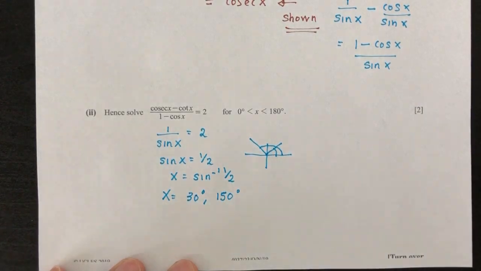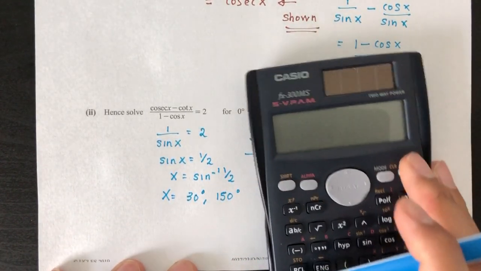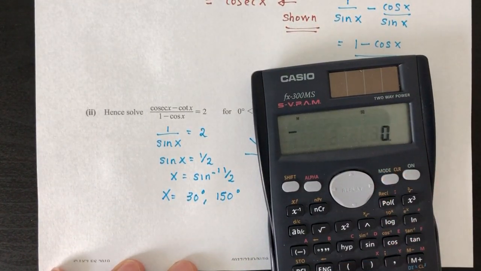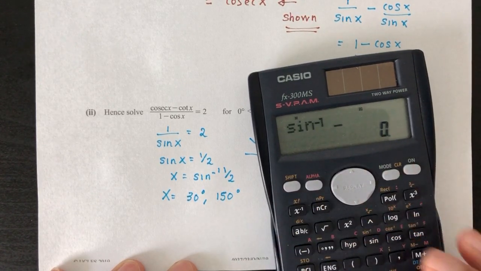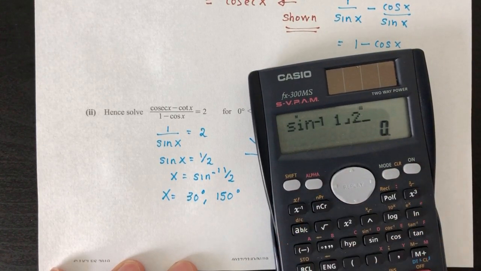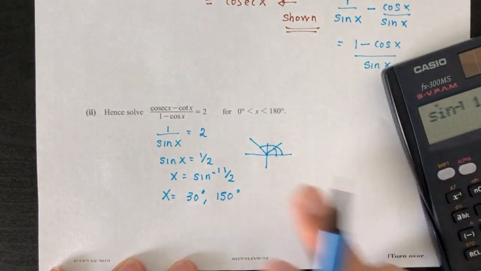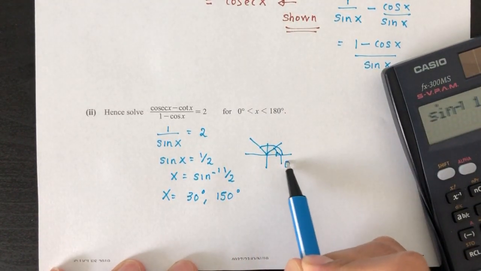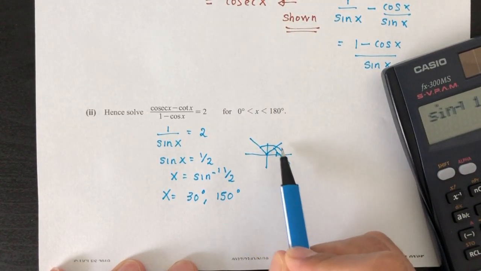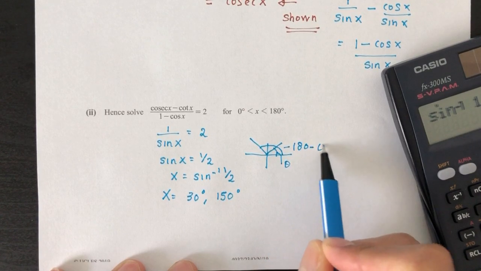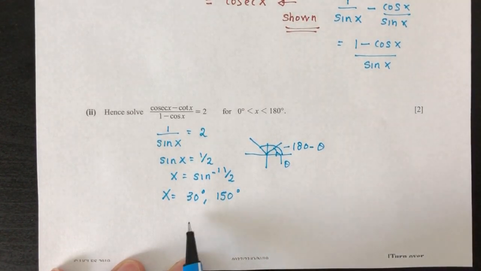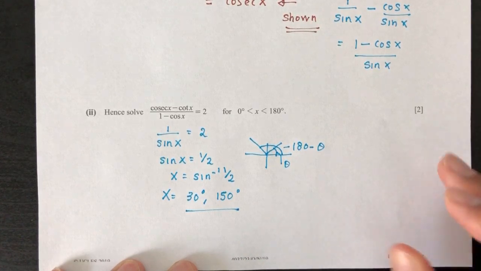So you can always check if you're not too sure. You can always use your calculator. So go to degrees, sine inverse of half, that should give you 30. That is for your first quadrant, that is just your angle, and this one will be 180 minus the angle, that will be 150. So these will be your two values for x for part 2, and that is question number 2.